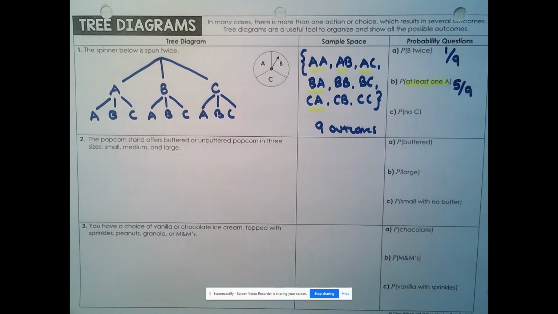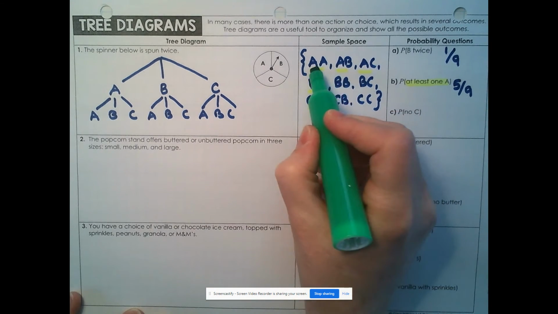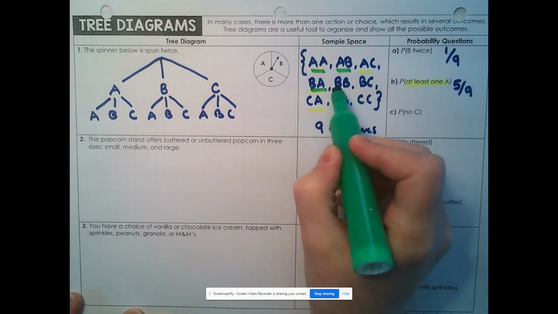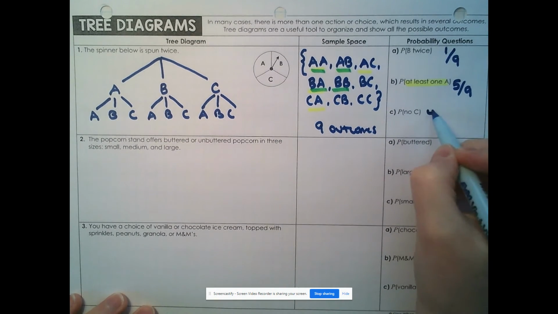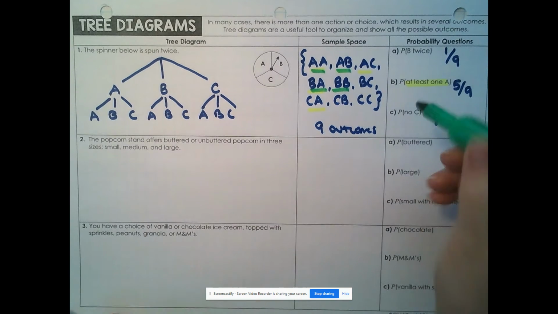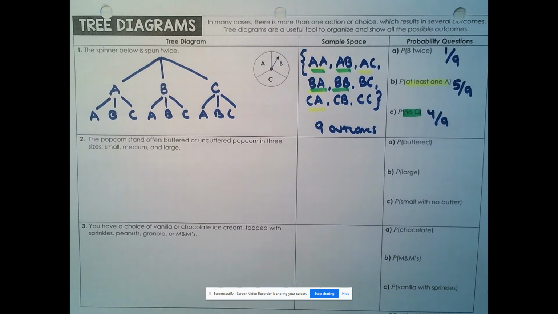Like, I'm happy as long as I don't spin a C at any time. That's happened on a game before, right? Where you just want anything but, and you're like, I don't want that thing to come up on the spinner. So you would have no C, no C, no C, no C, and then everything else has a C. So that one would be 4 out of 9. And this is pretty much the same setup for all tree diagrams.